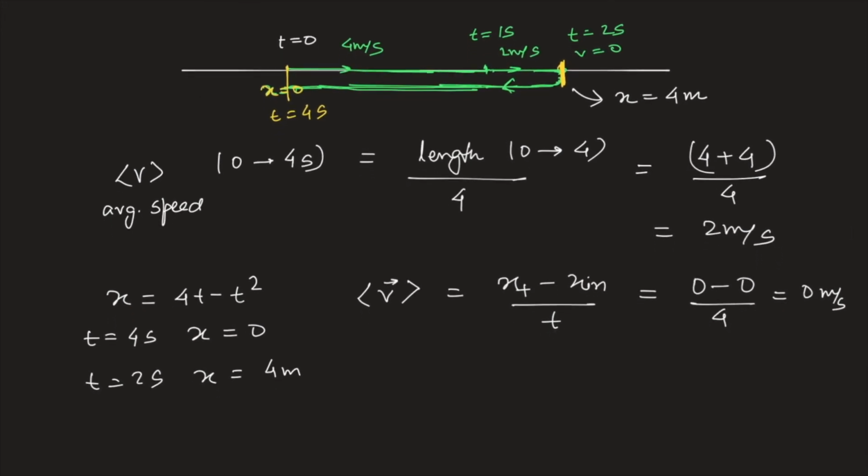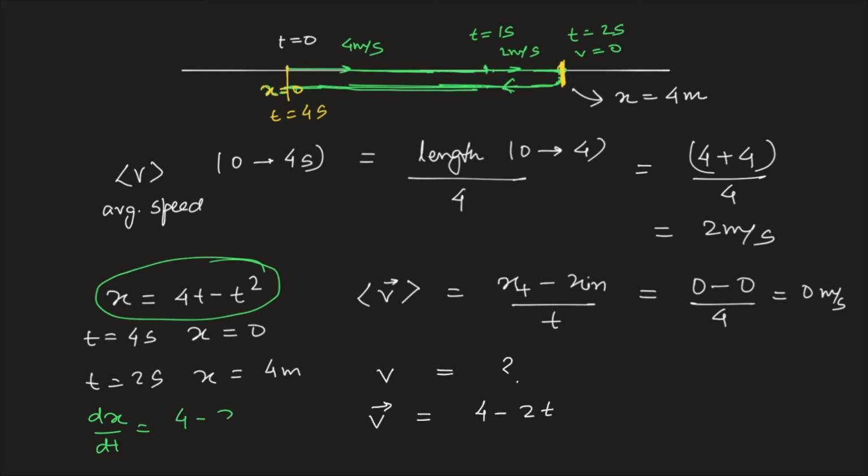Last point, what is the instantaneous speed? In order to find the instantaneous speed, we will first find the instantaneous velocity. The instantaneous velocity was 4 minus 2t, that came after the differentiation of this x versus t. Let me write this here, dx upon dt equals 4 minus 2t. So 4 minus 2t came after the differentiation of this. So at t equals 4 seconds, the velocity is minus 4 meter per second.